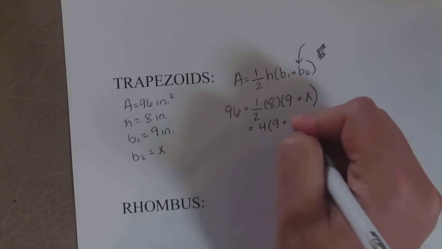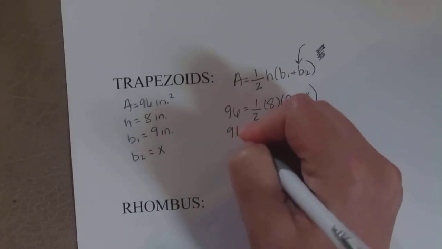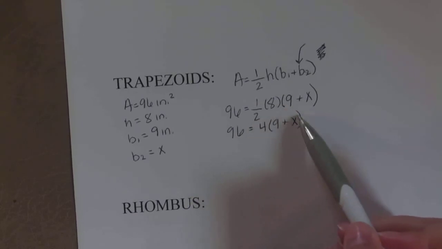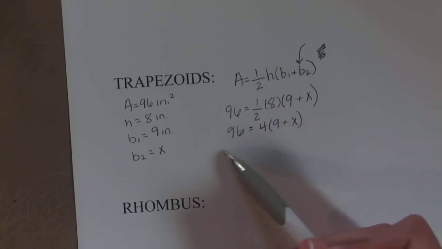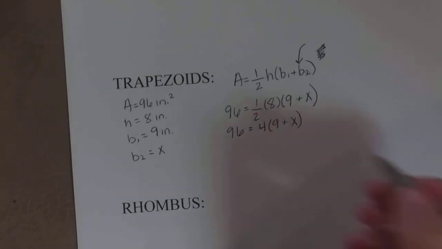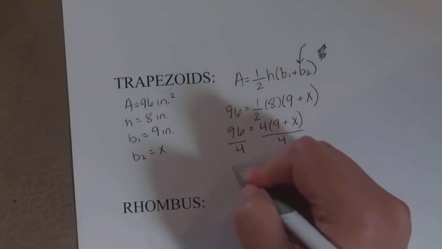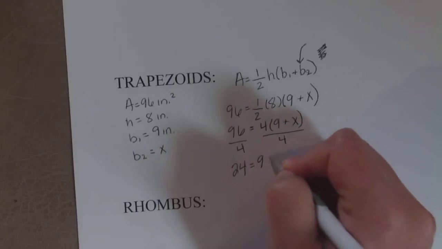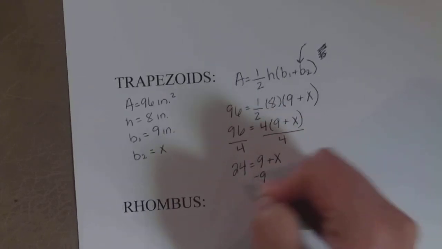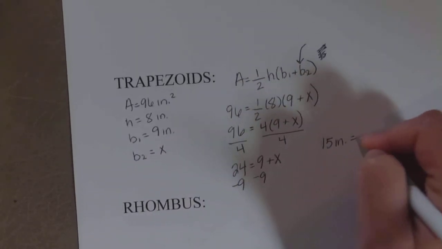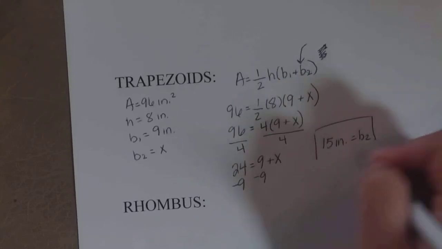All right, so the first thing we're going to do to solve here, I'm going to take half of 8, so I get 4, and then I have 4 times 9 plus x equals 96. Two different ways that you can solve this equation, two different directions you can go now. You can either distribute the 4 to the 9 and the x, or you can divide both sides by 4 and just cancel it out. So I'm going to do that. So you get 24 equals 9 plus x, and then after you subtract 9, you get 15 inches is your b2.